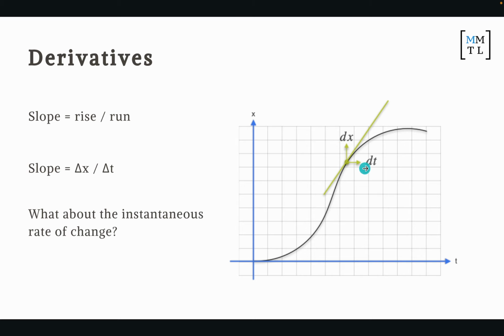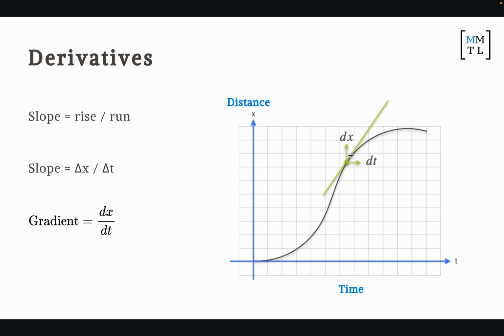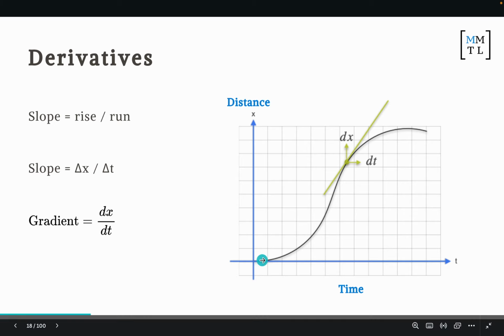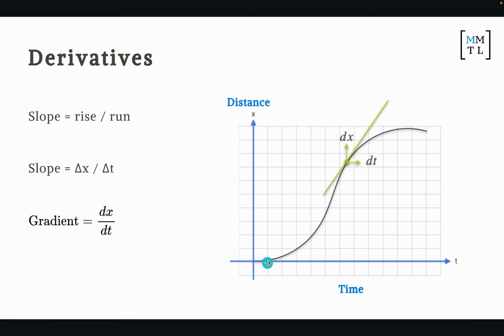So it's essentially, when we change the time by a little bit, what's changing in our x value? For example, let's say this is a distance-time graph. So this is, say, distance from our home, and when we start counting, we slowly accelerate and drive out of the house.